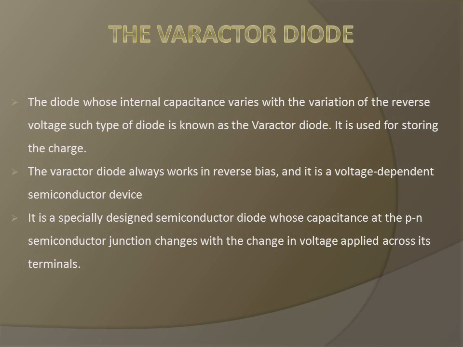The next one is the varactor diode. The varactor diode is like a capacitance diode. This diode has internal capacitance, and this varies in accordance with the variation of reverse voltage, so this type of diode is called a varactor diode. Since it is a kind of capacitance, it is used to store charges. Like the Zener diode, it also works in reverse bias condition.